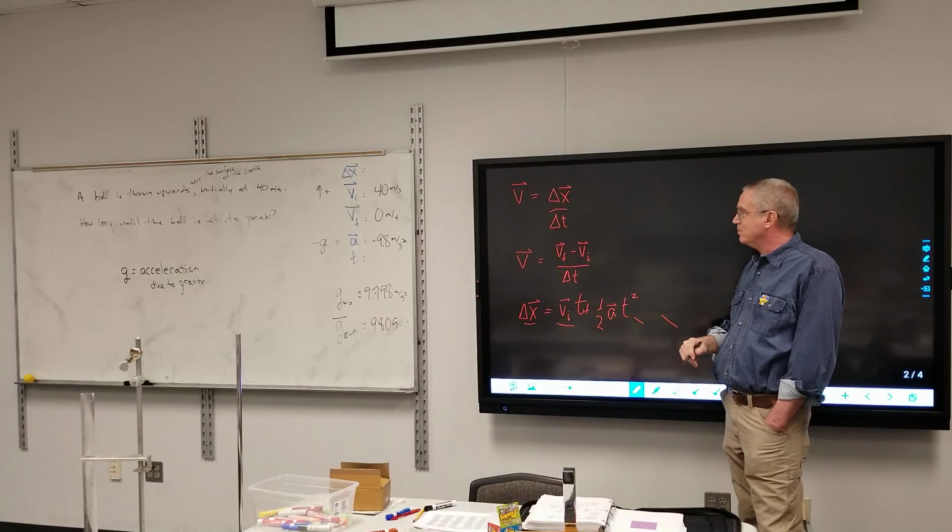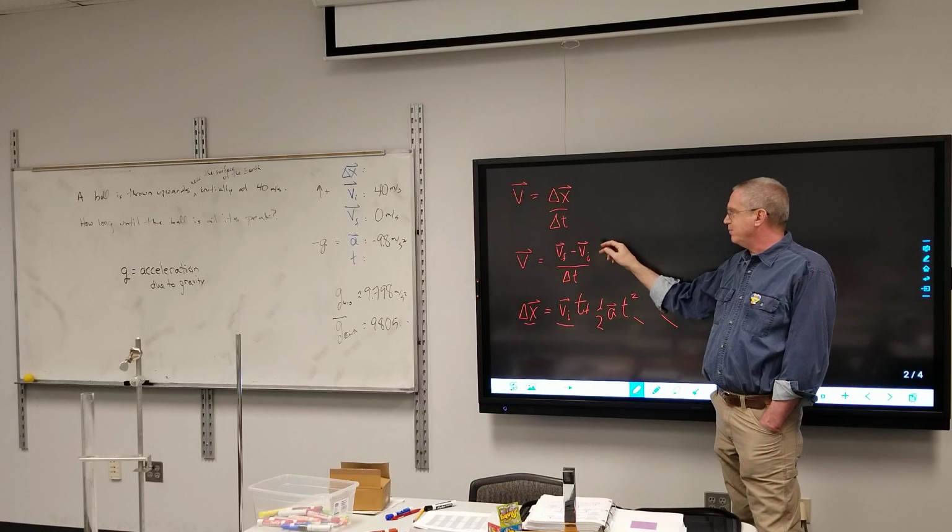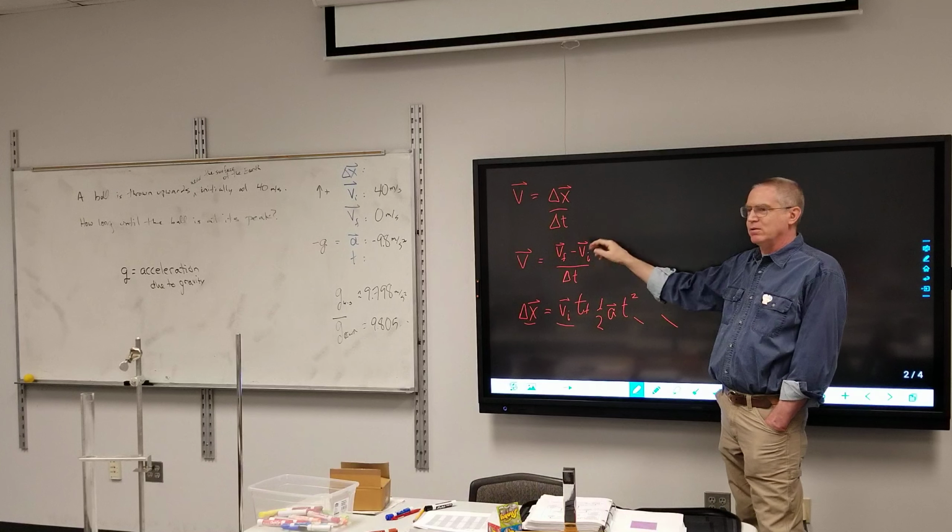All right, so that one's done. That is one of the cake formulas. This one right here, what would the units of the right-hand side here be?